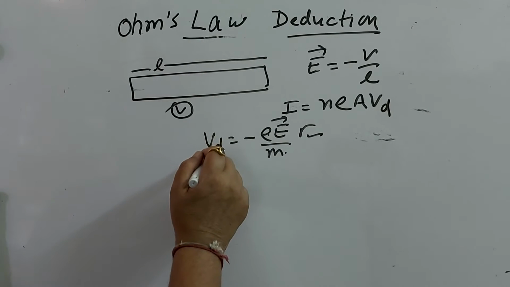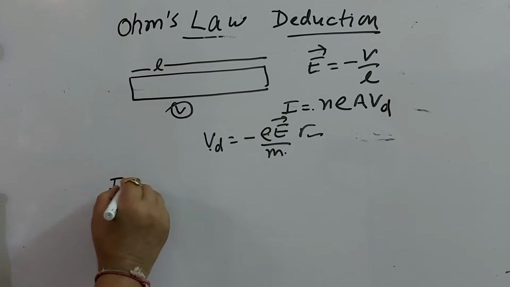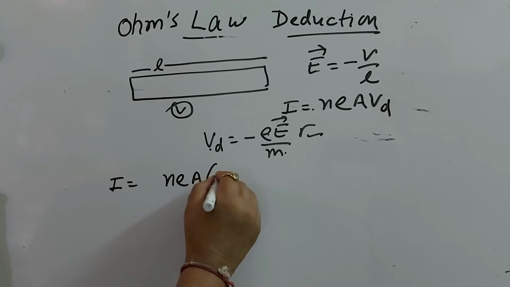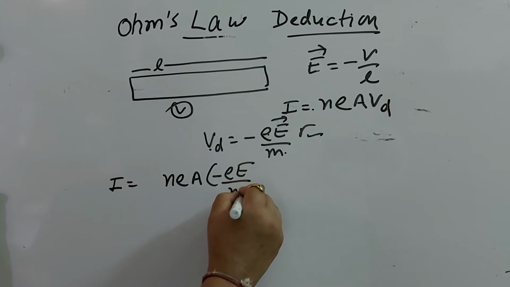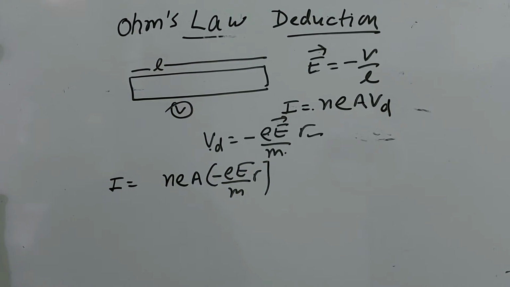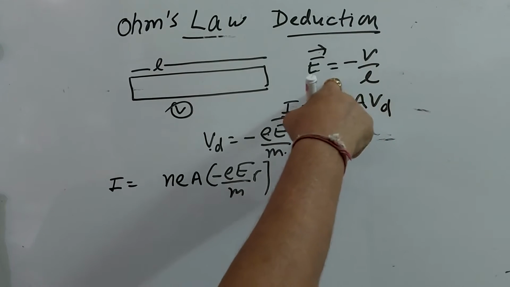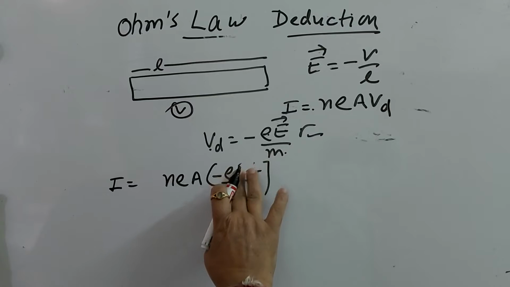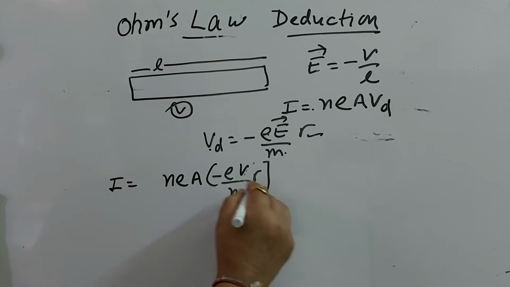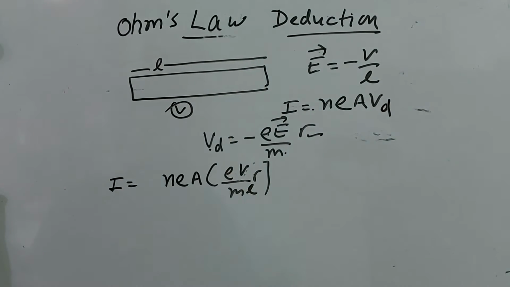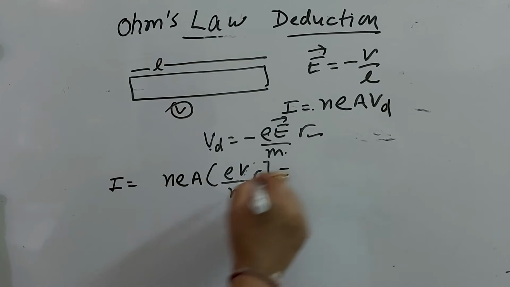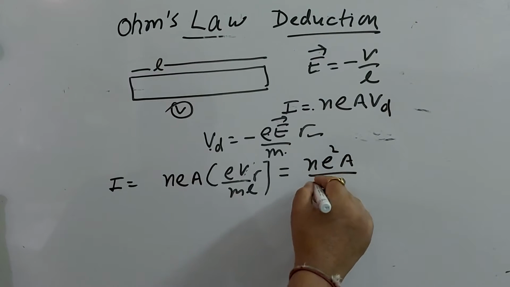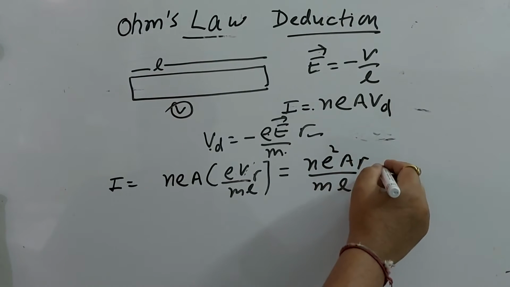Putting this value in this expression, I will be equal to NEA into minus EE by M into tau. And now E is equal to minus V by L. So now replacing this also with V by L, this sign will become a positive sign because minus minus will be plus. So if we combine all these, this will be N E square, over M into L, tau, and this is V.